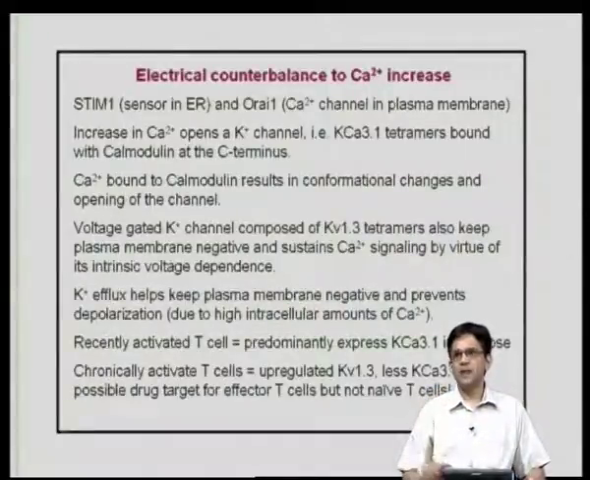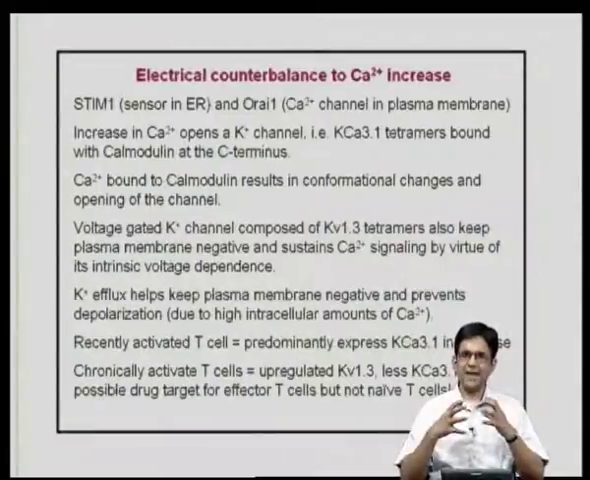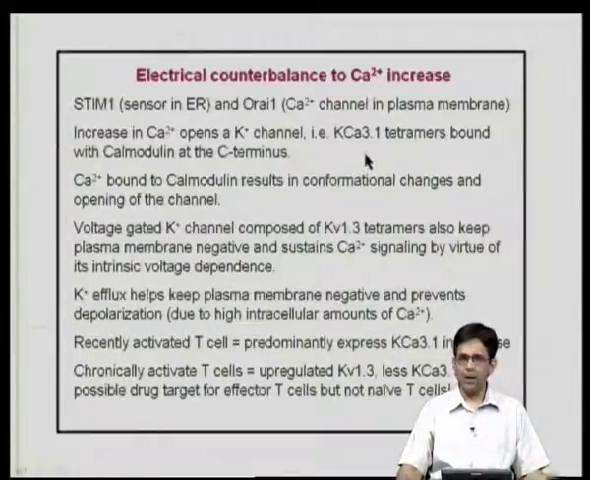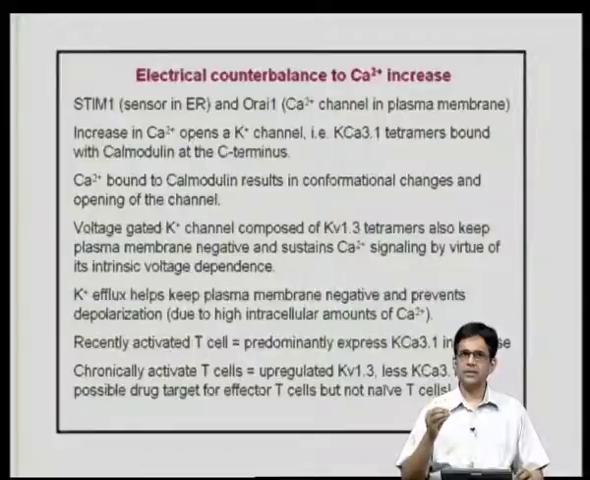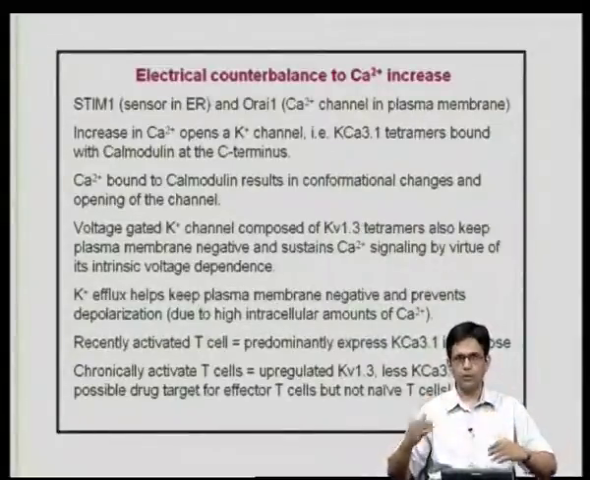Now, how is this done? And this is an important aspect. As calcium comes in, the increase in calcium leads to opening of a potassium channel, which is known as KCa3.1. These are tetramers that are bound to calmodulin at the C terminus. Calcium bound to calmodulin results in a conformational change and opening of the channel, so that as calcium levels increase, you have potassium being thrown out.